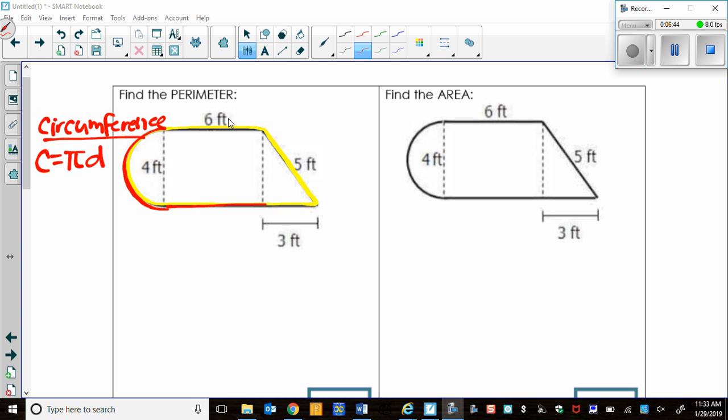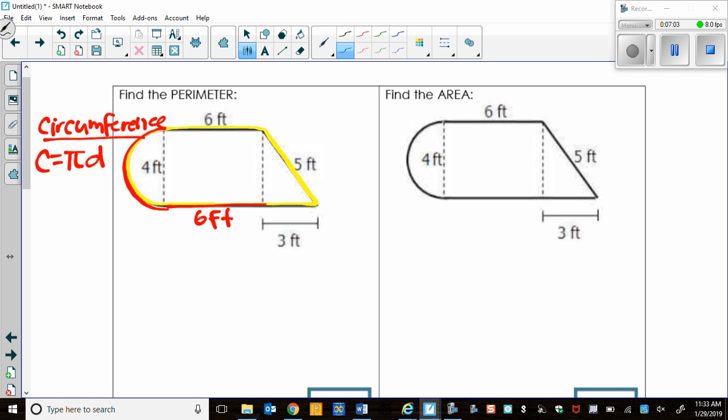So what I'm going to really be looking at is the opposite side. So remember that if a rectangle, there's 2 sides that are equal to each other. So this is 4 feet. This also has to be 4 feet. So then if this is 6 feet, we can find that this is also 6 feet. Okay?